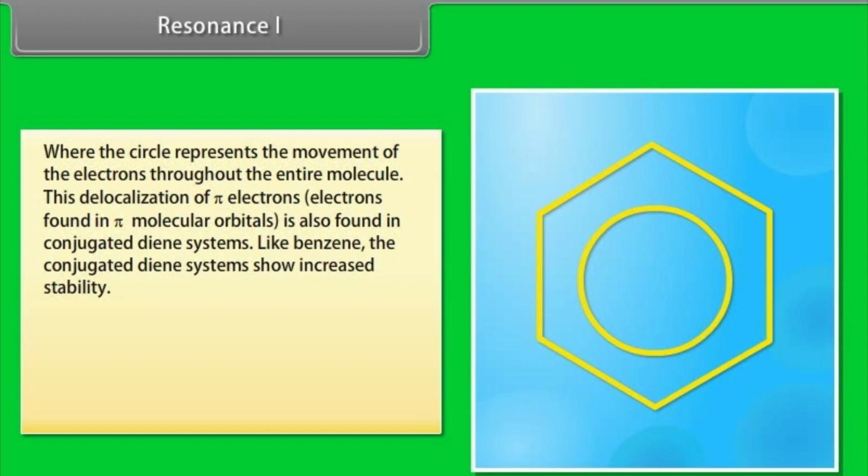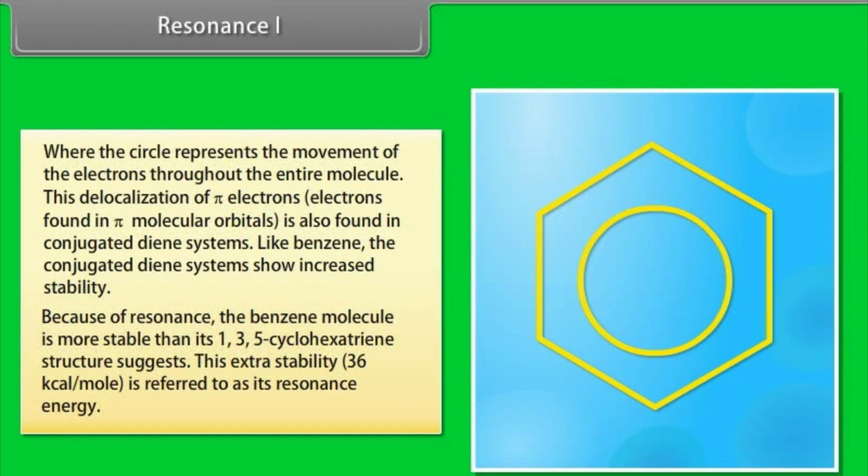Like benzene, the conjugated diene systems show increased stability. Because of resonance, the benzene molecule is more stable than its 1,3,5-cyclohexatriene structure suggests. This extra stability, 36 kilocalories per mole, is referred to as its resonance energy.